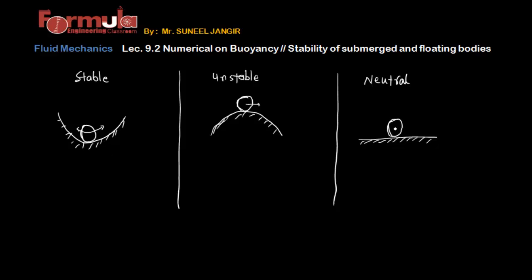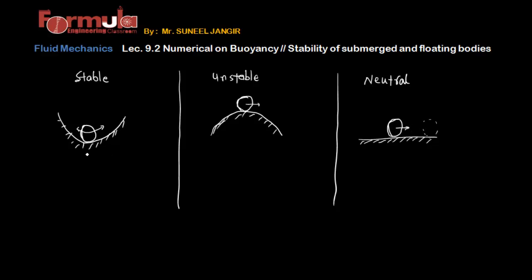Okay, so if you are disturbing this ball, there is no net force or moment working on this ball that will try to bring the ball back to its initial position, or forces that will try to disturb this ball more and more. So there is no net force and no net moment. After some time, this ball will gain some new position. This type of equilibrium system is defined as a neutral equilibrium system.